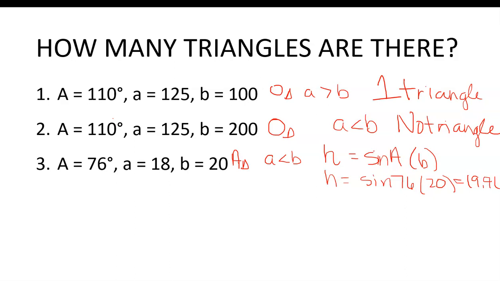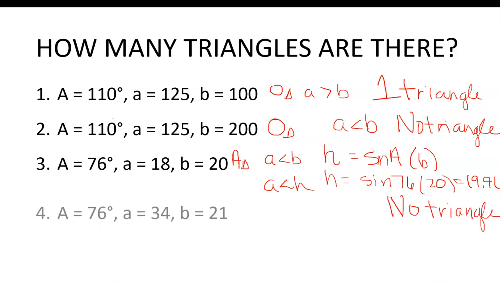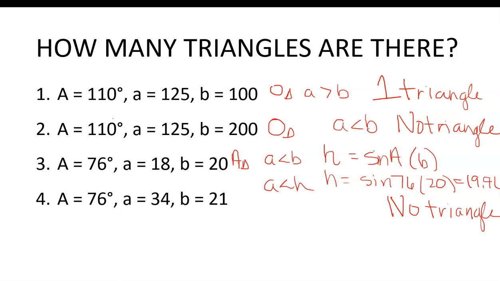That's not equal to A, so we know we don't have a right triangle. A is actually less than H, we have figured out, because 18 is less than 19.41. So in this case, we actually have no triangle. Can't be done. Okay, number 4.